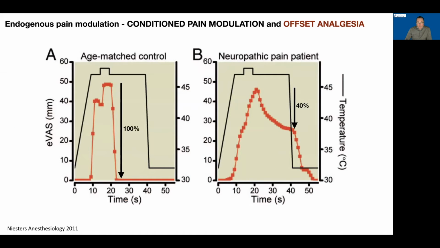In fact, you need to realize that this difference in 100% pain relief on the left in a normal individual versus a neuropathic pain patient on the right allows you to diagnose the occurrence of neuropathic pain. I will show you that later.